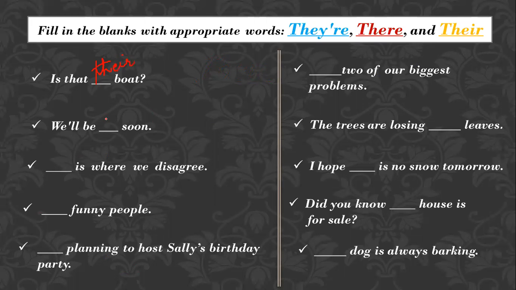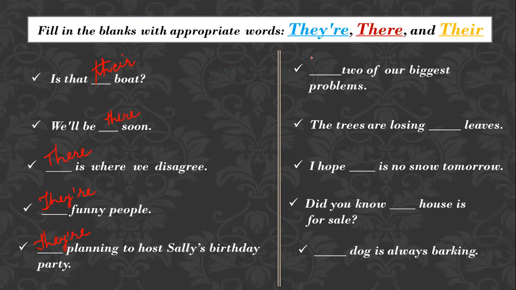Then we'll be there soon. That means at that place, right? So you're going to use there. There is where we disagree. So here there is an introducing subject, there. Then when I say they're funny people, then over here it's they apostrophe re. They're funny people. They're planning to host Sally's birthday party.